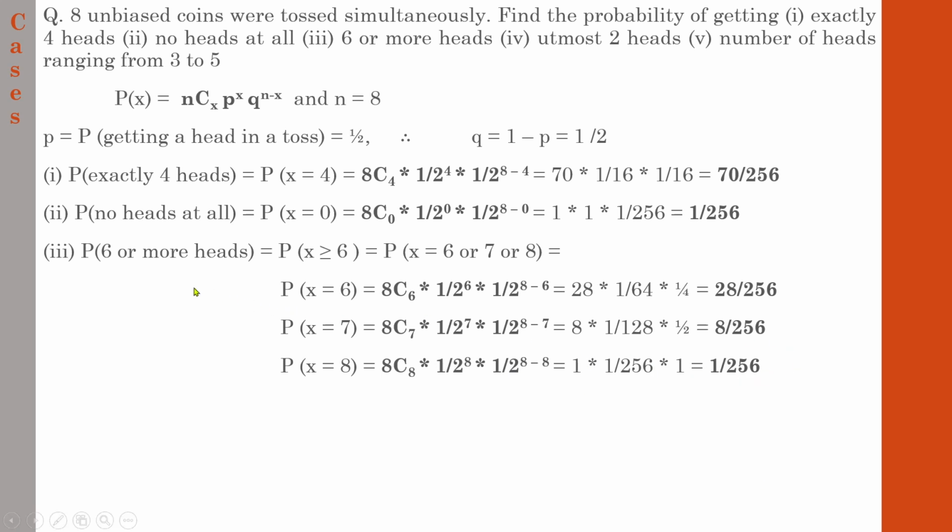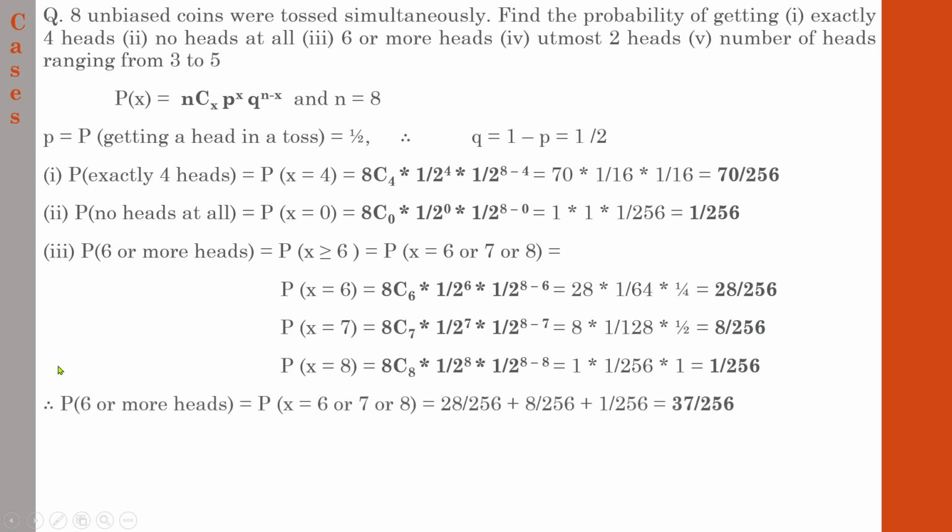And remember, it was a case of probability of 6 or more heads. 6 or more heads means 6 or 7 or 8. We have found 6, 7 and 8. So 6 or 7 or 8 means the value of 6, 28 by 256, plus 8 by 256, plus 1 by 256, you will get 37 by 256.